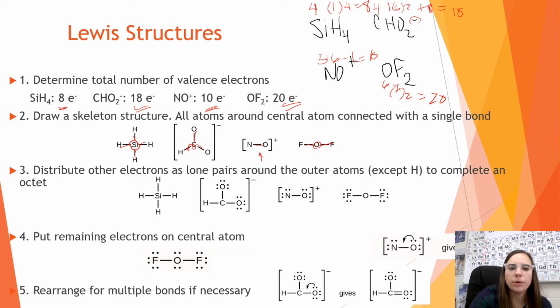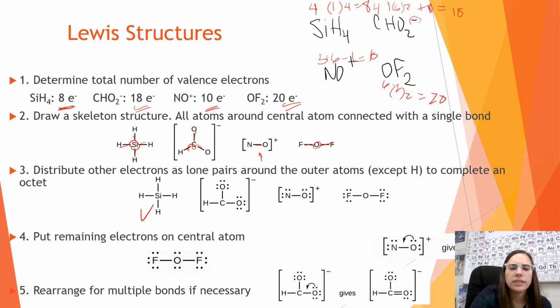Then I'm going to distribute other remaining electrons as lone pairs around the outer atoms. Now you'll notice that for this molecule, I didn't add any extra electrons because I have 8 electrons, 1, 2, 3, 4, 5, 6, 7, 8. All of my electrons are taken care of for this molecule. Also, we would know we don't add any out here because hydrogen is already full with its 2, the one that it has, the one it's sharing. So that molecule has all of its electrons accounted for.